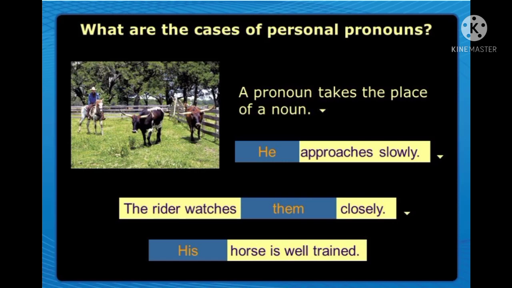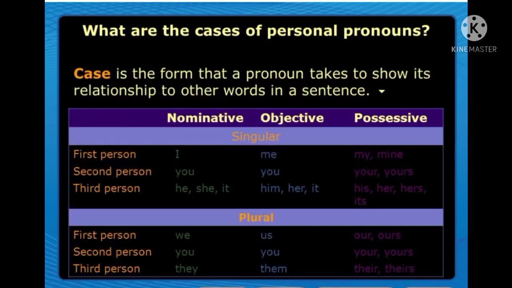What are the cases of personal pronouns? A pronoun takes the place of a noun. Example: He approaches slowly. The rider watches them closely. His horse is well trained. What are the cases of personal pronouns? Case is the form that a pronoun takes to show its relationship to other words in a sentence.